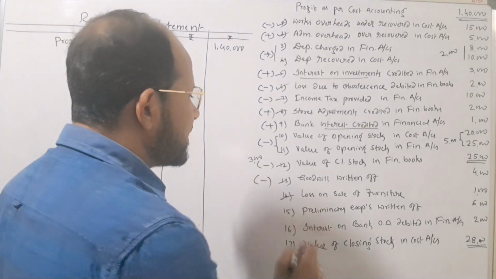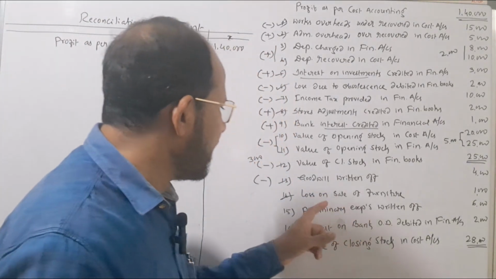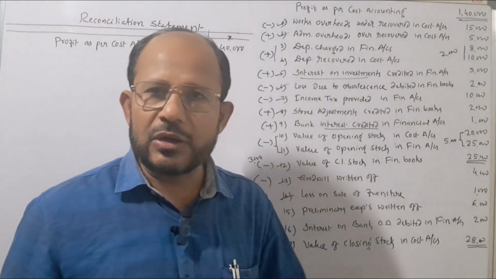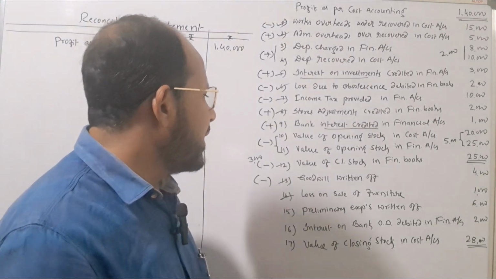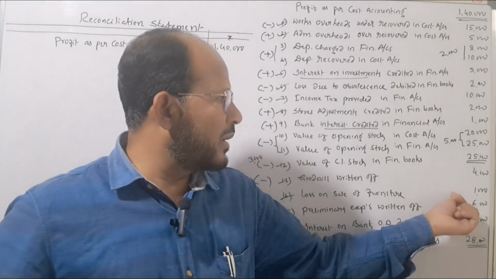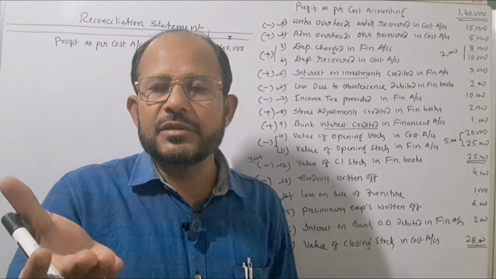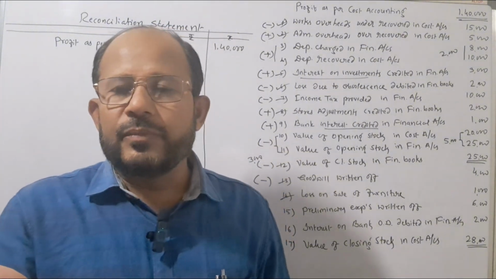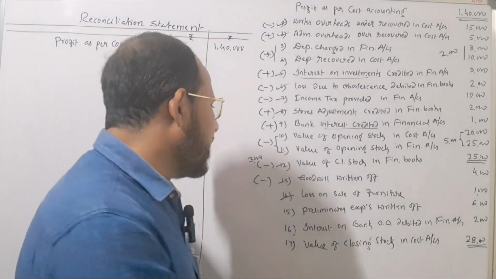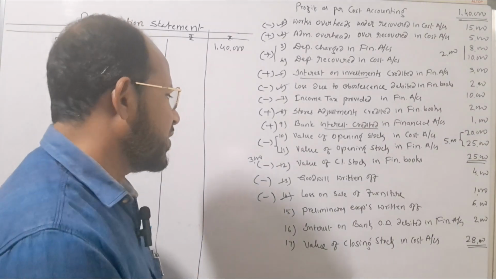Next point is loss on sale of furniture. Loss on sale of furniture is recorded in financial books. Here also nothing is mentioned. This type of loss is recorded only in financial books but not in costing records. This rupees 1,000 is not recorded in costing books, which means the cost accounts are showing more profit. That is why, in order to reconcile, we have to deduct this rupees 1,000 from the costing profit.